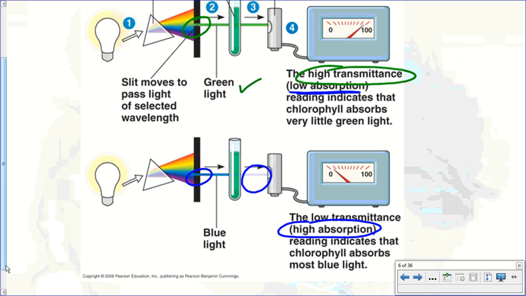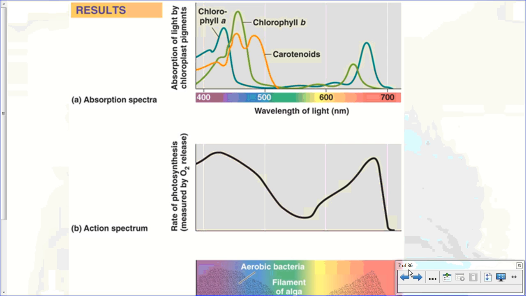And once again, what that means is that this blue light can now be used by the plant, and it can be used for the process of photosynthesis. Very, very important that you understand the two graphs that I'm showing you here, that you understand what each one is. The top one is what's called the absorption spectra, and the bottom one is the action spectra or spectrum.